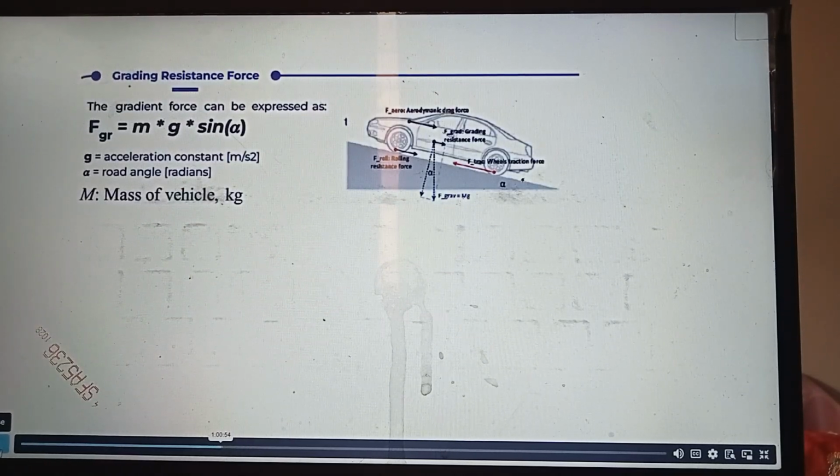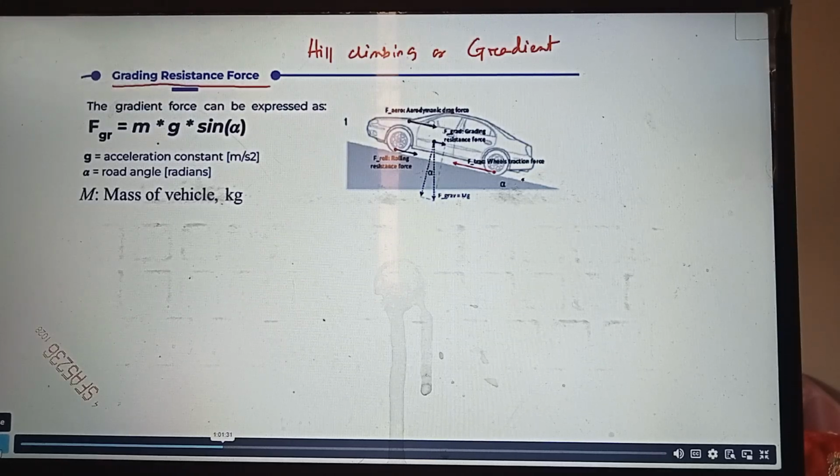So with this, let us move ahead with the third case. Third is gradient resistance force, or sometimes we call it hill climbing force. Hill climbing or gradient. Okay. So as the name suggests, when you're going uphill, naturally you have to give more tractive force, right? Because you have to overcome an additional resistive force as compared to a flat road. So when you're going uphill or downhill, right? Especially for uphill, you need to apply more tractive force to overcome the additional force, which we call gradient resistance force. So this gradient force, how do you calculate?